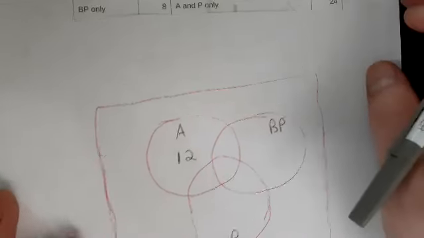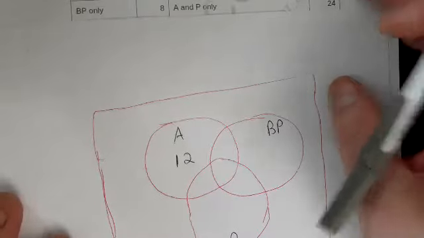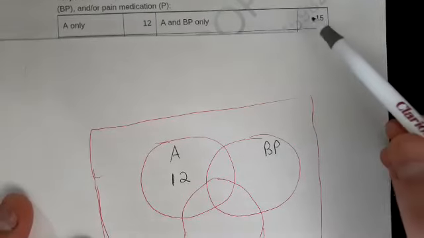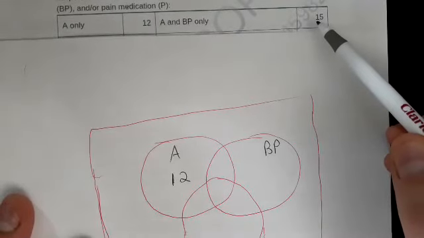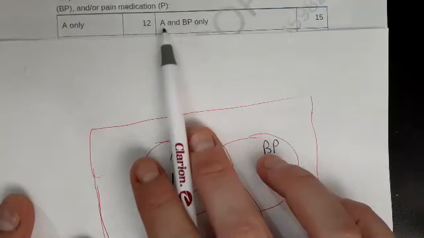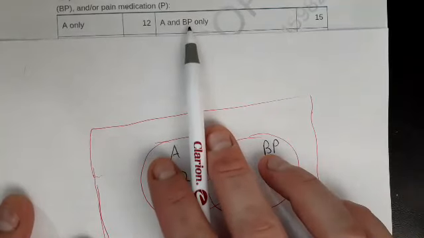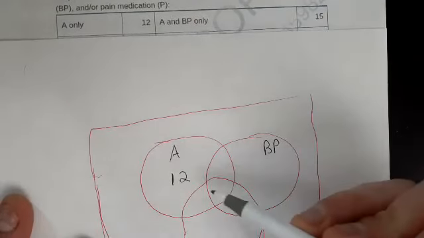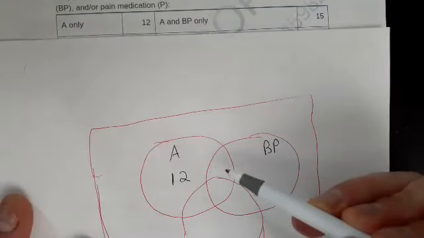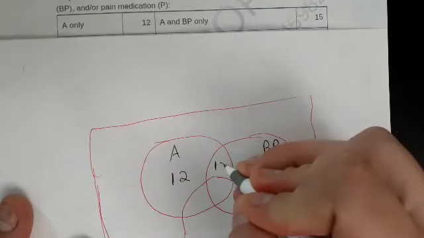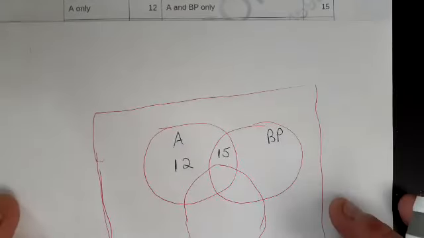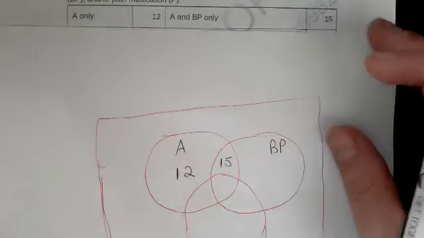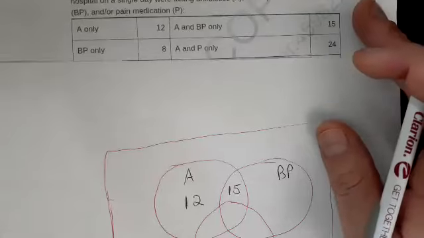If we want A and BP only, so they're doing A and BP only, this should be in the overlap of A and BP. So I have this as my entire overlap, but that word only means they want it 15, right here, right? Without the pain medicine. It should go in that little spot right there. I did it right.